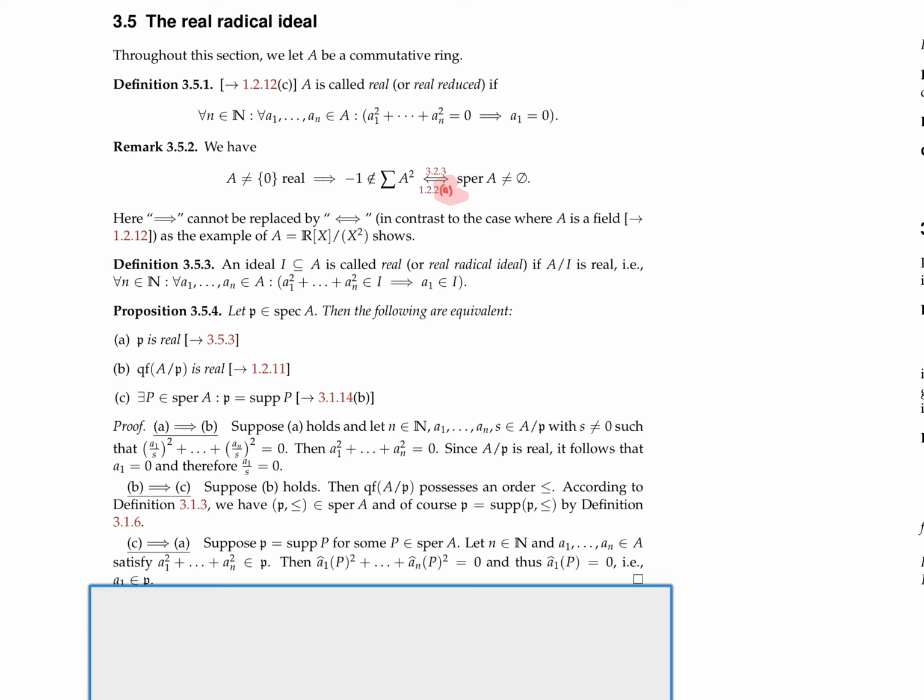suppose that P is the support of a prime cone. Now we want to show this condition for P. Now let n in N and a1 up to an in A, such that the sum of the squares lies in P. When a1 hat squared, etc., plus an hat squared.